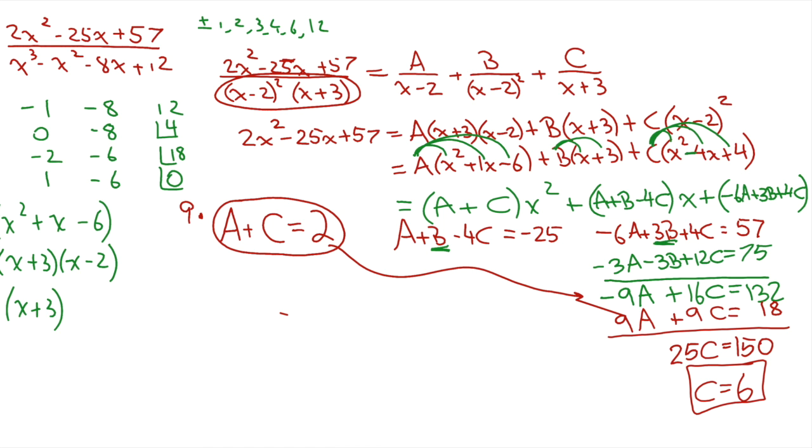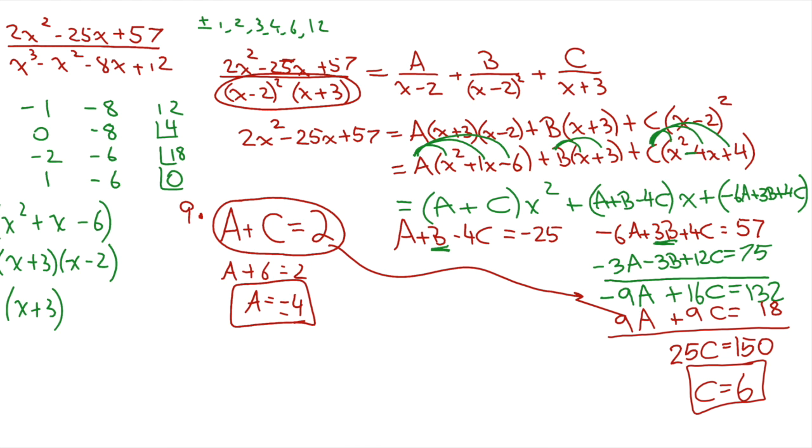Well, the rest of it is easy. Once you get C is equal to 6, you come back to this equation. A plus 6 is equal to 2, so therefore A is equal to -4. So that gives you A and C. And then you just pick one of the other equations. I picked the middle one. It looks decent.